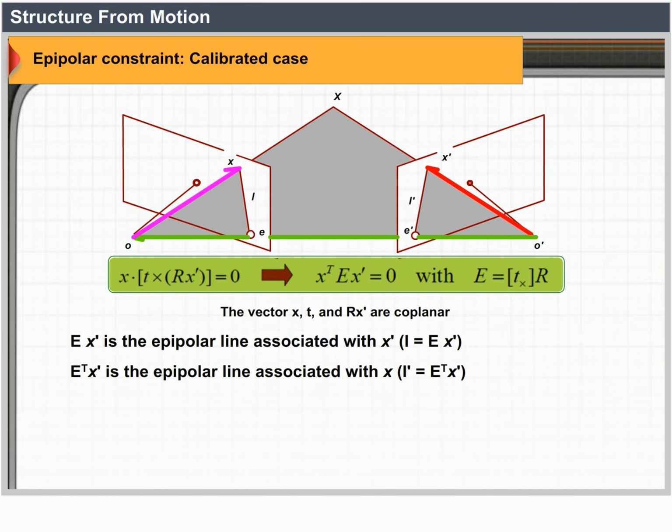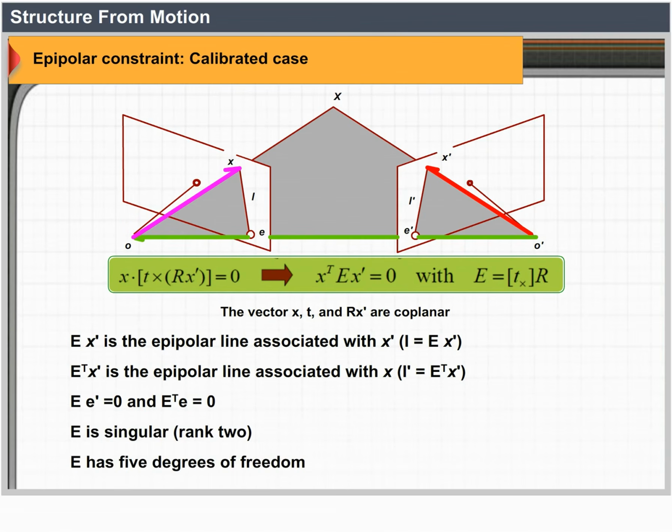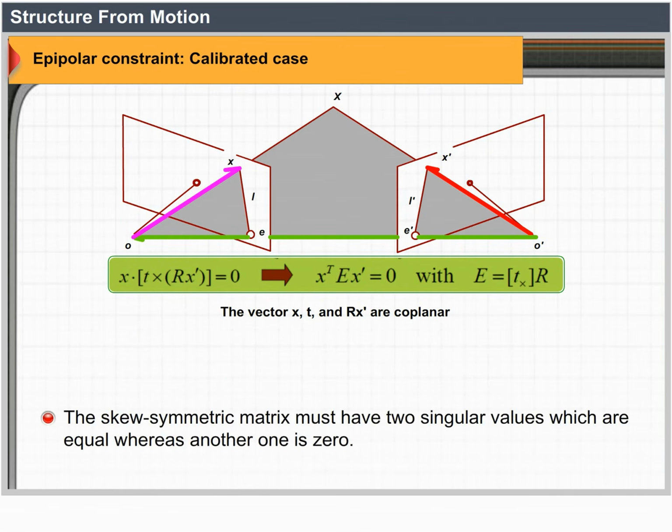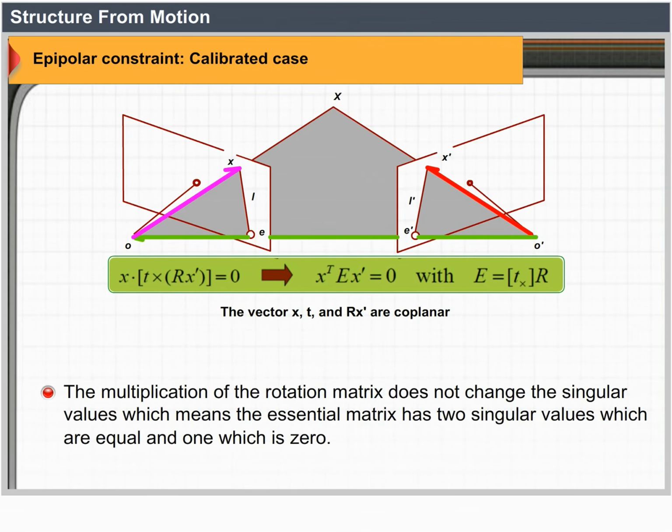x dash to the power T E x equals 0, and E e dash equals 0 and E to the power T e equals 0. E is singular, rank 2, and E has 5 degrees of freedom. The skew symmetric matrix must have two singular values which are equal and another which is 0. The multiplication of the rotation matrix does not change the singular values, which means that the essential matrix also has two singular values which are equal and one which is 0.